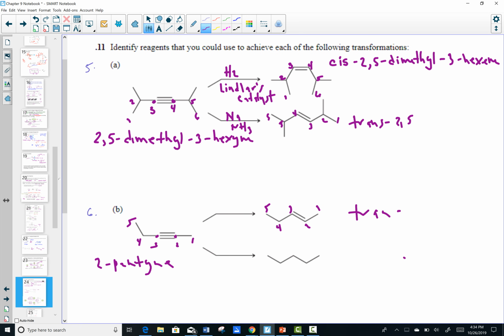Oh, my pen is kind of falling behind the recording. Trans for trans. And in the trans position, we know that the choice of reagent here is the same as we just picked, the sodium and liquid ammonia.